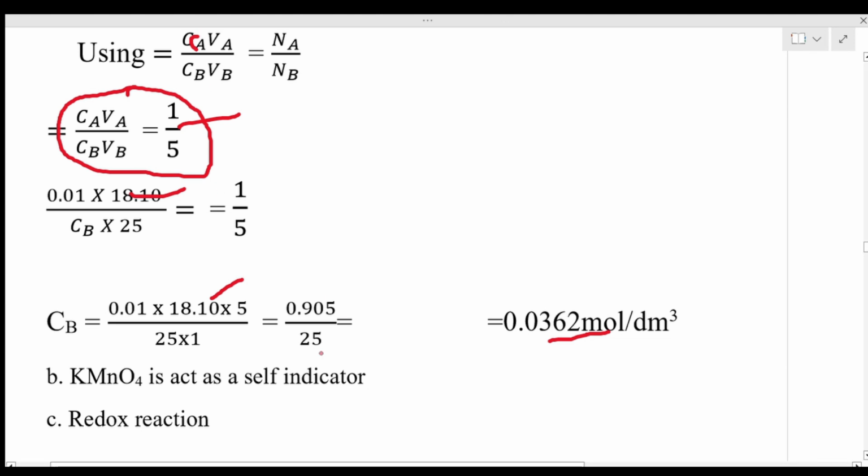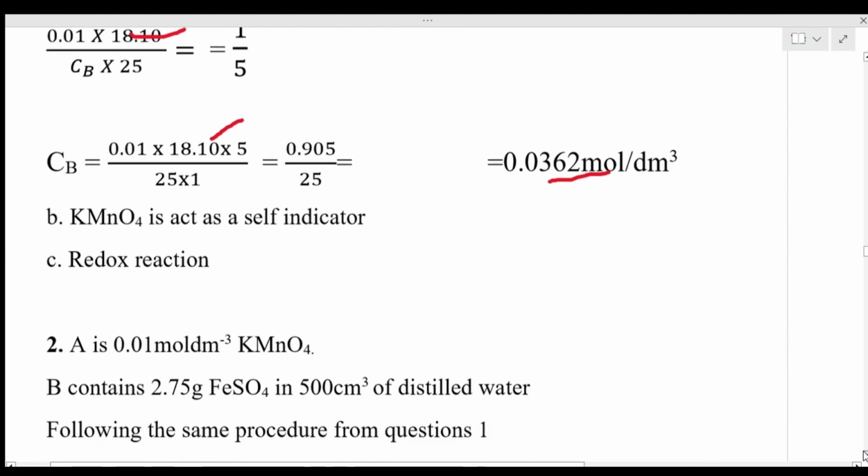Now, the next one is, why is indicator not used? The KMnO4 is a self-indicator because of the color that it has. And what type of reaction do we have in this particular reaction? The type of reaction here is called a redox reaction. Okay, that's our question 1. Let's quickly proceed to question 2.